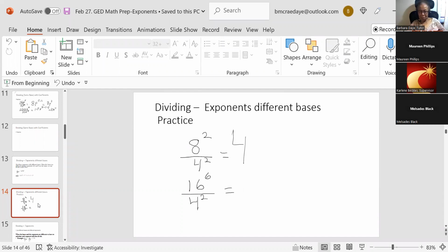Yeah, that's what I wanted to go back so you could see from that example. So you divided 8 by 4 and you got 4. 8 divided by 4 is 2. Sorry, 2, not 4. Okay, so that would be 2 to the second power. 2 to the second power. Right. Same.